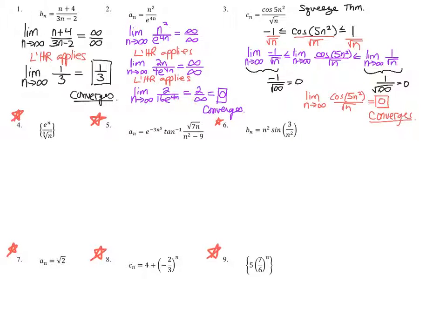Because numbers 8 and 9 refer to the rules that we talked about on the previous page, r to the nth. If the absolute value of r is less than 1, then it converges. If it's greater than 1, it diverges. So you can use that information to help you with 8 and 9. And this is a constant, so that's nice.